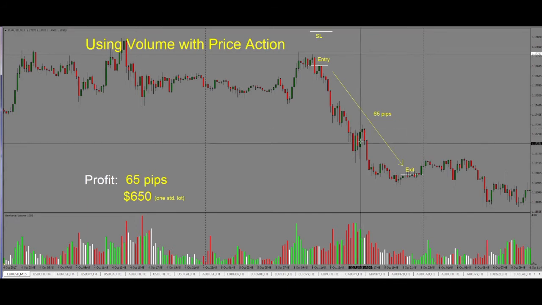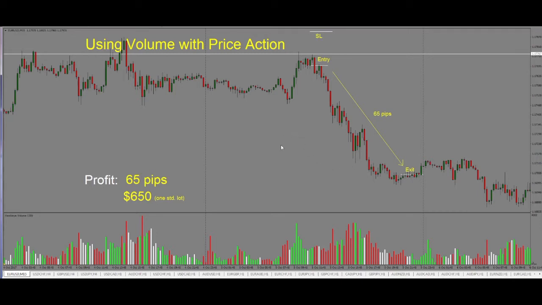So we will stay with our trade and we'll continue lower. And as we can see, price starts to drop further and our volume actually turns red. Now, as we move lower, we notice that the volume here starts to drop. Even though price is dropping, we see that the volume is dropping as well.